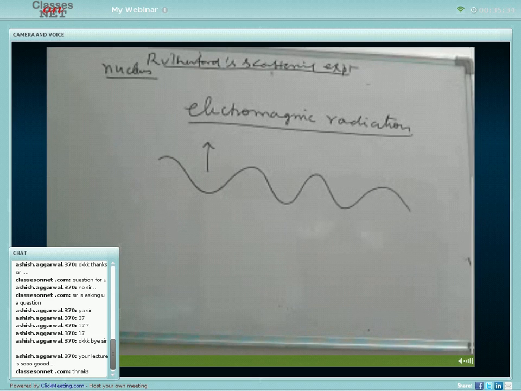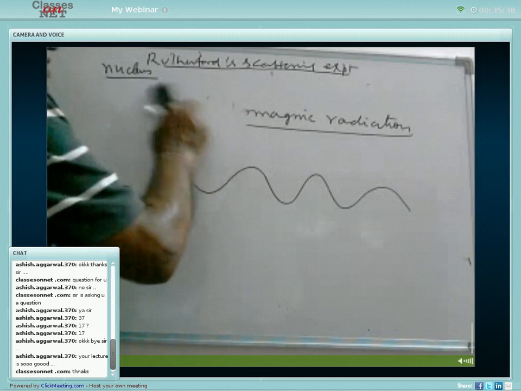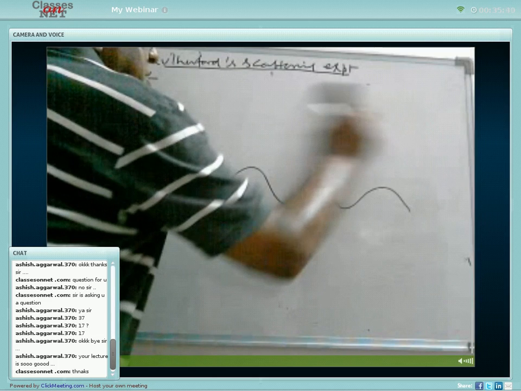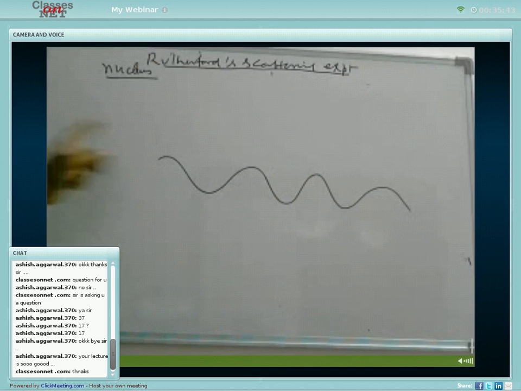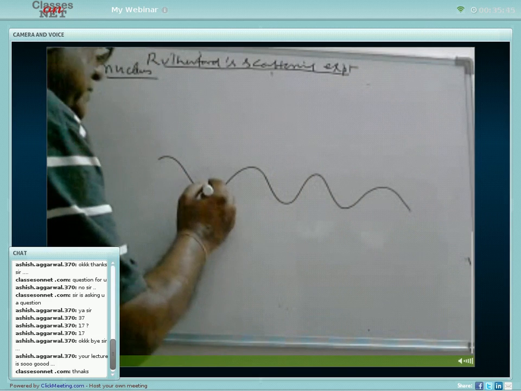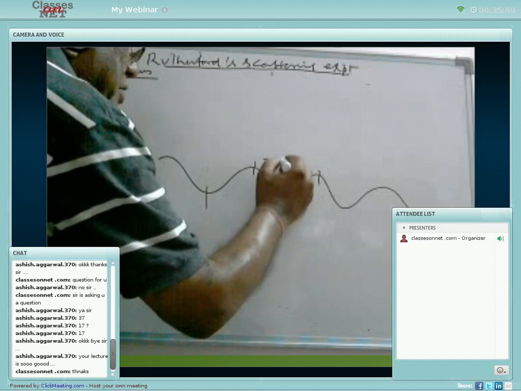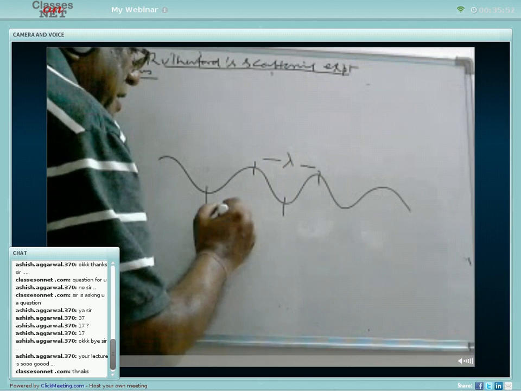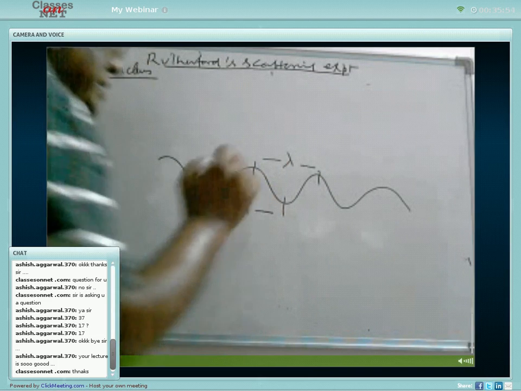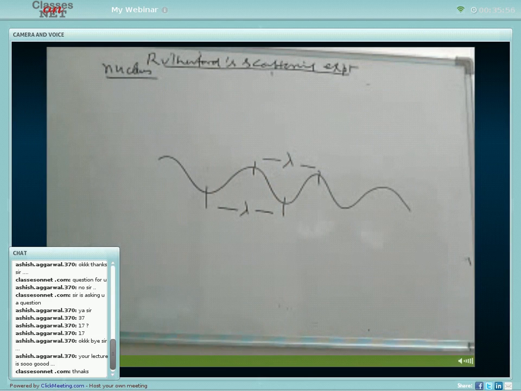The characteristic of electromagnetic radiation is that it moves in the form of a wave. So this is a wave. Now the distance between the two nearest troughs or crests is known as wavelength. The distance between two adjacent crests or troughs is called wavelength and is represented by lambda. Now the frequency.